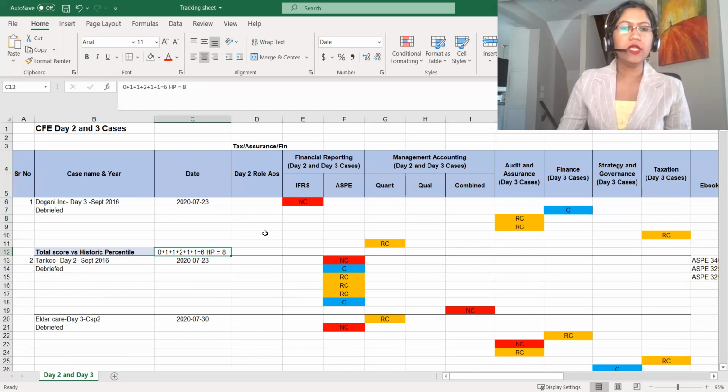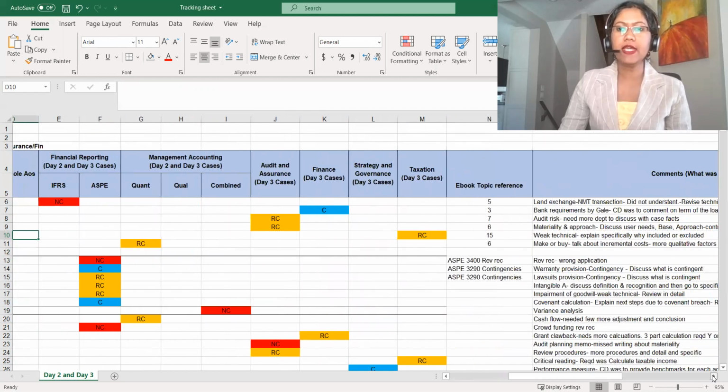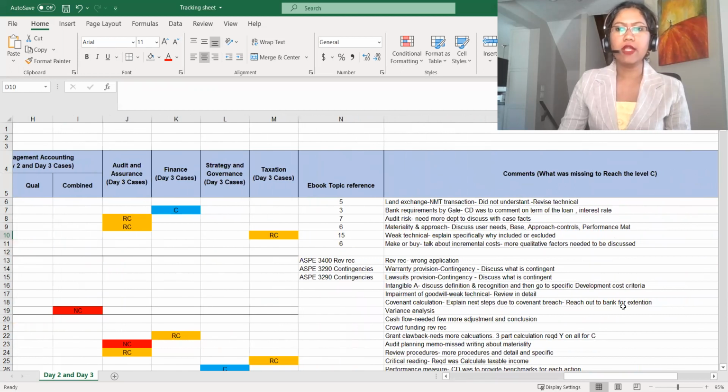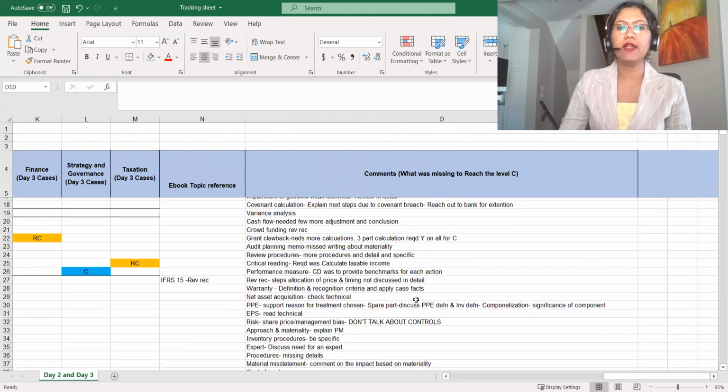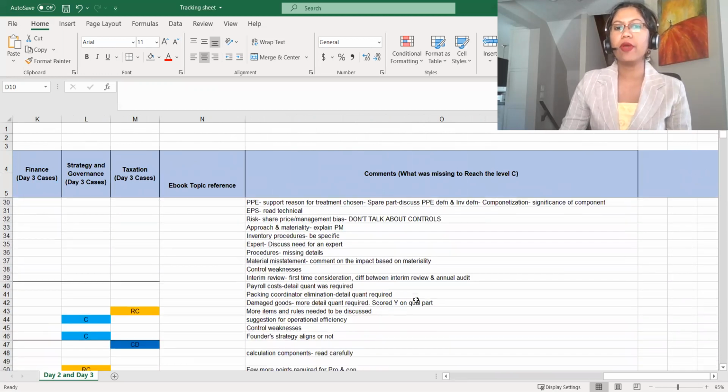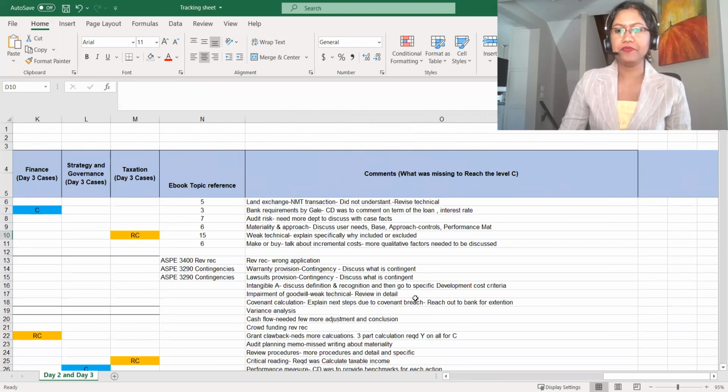So get into a habit of updating it and reviewing the tracking sheet more frequently as you write cases. And hopefully this will help you track your performance and identify the reasons for improvement faster.